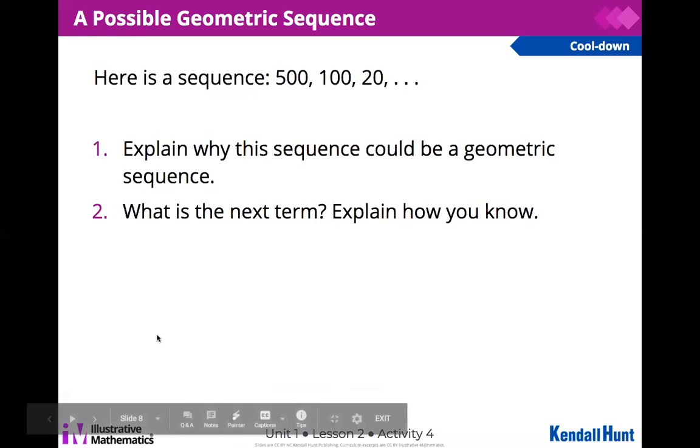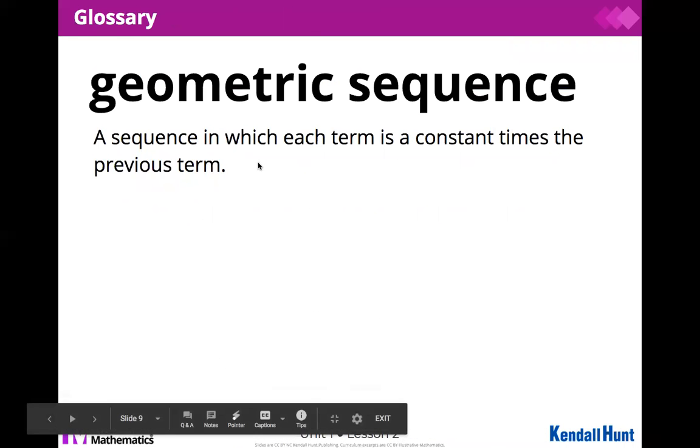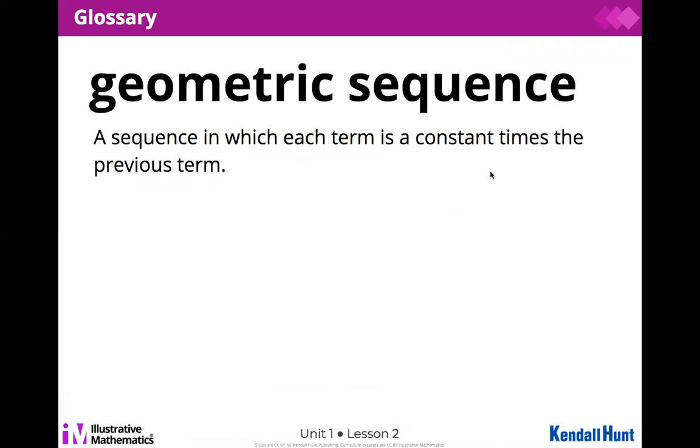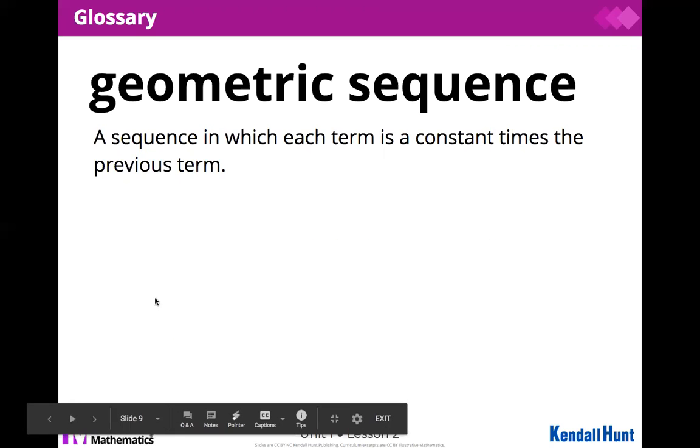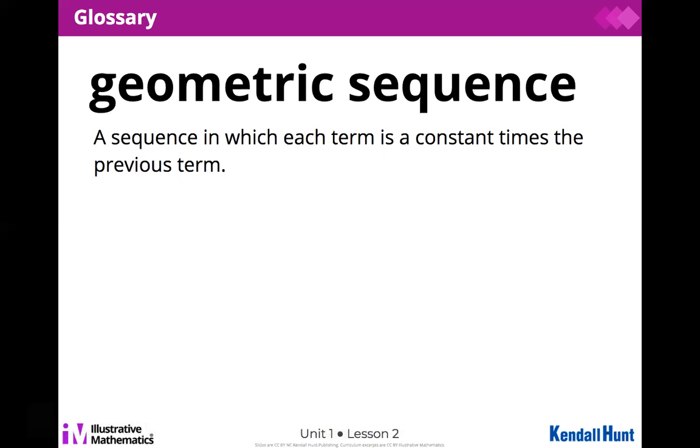But the definition we're using is that a geometric sequence is a sequence in which each term is a constant times the previous term. So it's basically that consistent growth factor each time you move from one term to the next. That means we're multiplying by the same thing from one term to the next. That's our geometric sequence. And that's really the only new term that we have today, other than growth factor, which is that thing we're multiplying by.